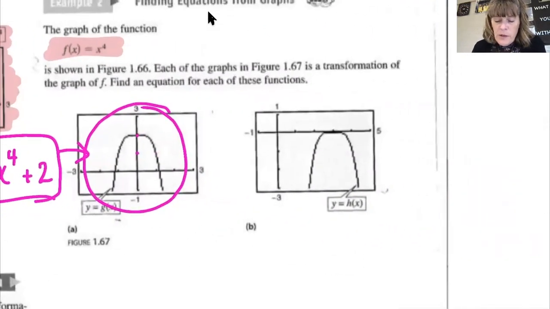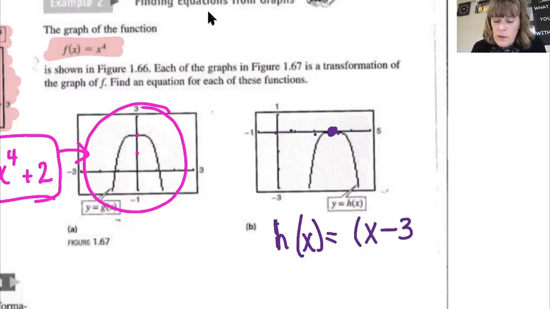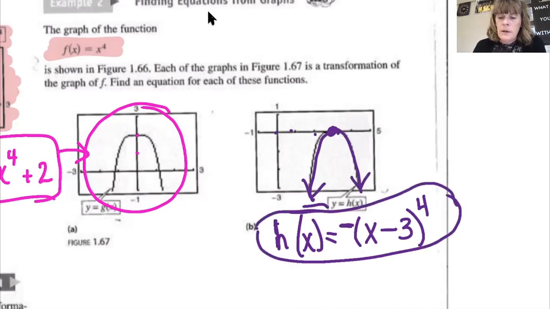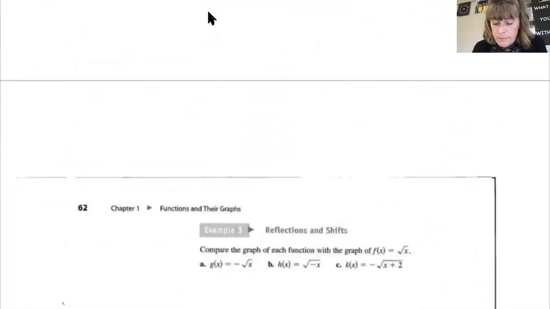And then for this equation right here, we're going to start the same way. So let's do h of x. So we have h of x is equal to, now this time there is a horizontal movement. So the vertex is 3 units to the right. So this would be x minus 3 to the fourth power with that negative out front. That negative flips it down so it goes like this. So this would be the equation for that. Okay, so that is how we do a horizontal flip.